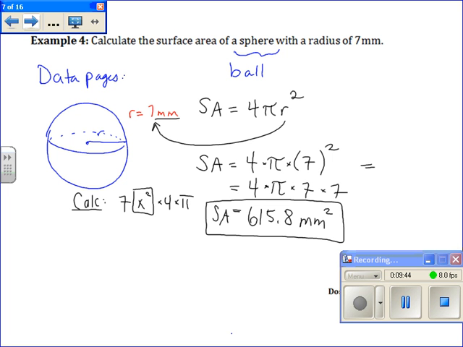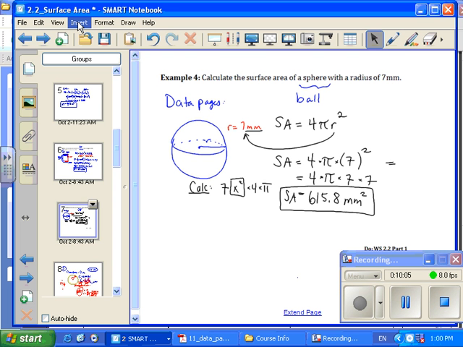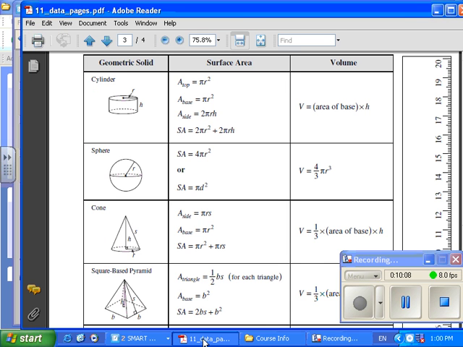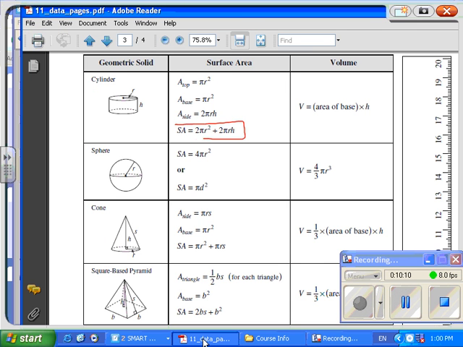Your worksheet 2.2 asks you to do some very similar questions where you're calculating the surface area of various objects: cylinders, pyramids, spheres, rectangular prisms. You're going to be using your data booklet for this, so you're going to be getting very used to these formulas. On page 3 of your data booklet, in the first column, surface area, there are your surface areas. For spheres you have two, one where they use the radius and one where they've simply used the diameter, if you're given the diameter instead.